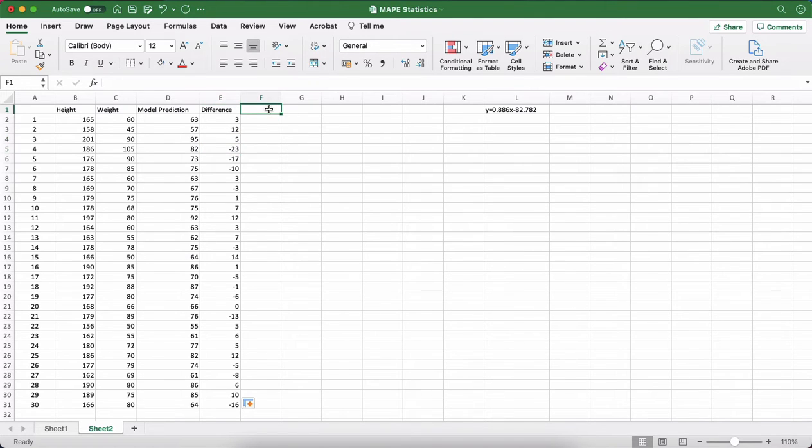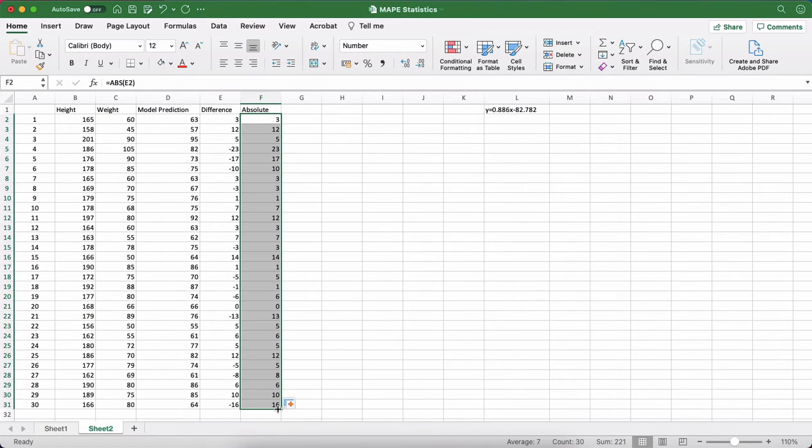So therefore, since we are only concerned about the difference and not the sign, positive or negative, we are going to find in this column the absolute value. So just say equal and then abs for absolute, and then for this number here in this cell, close bracket and enter. So if you again copy everything, you see that now all the negative sign is gone. So we are only concerned about the difference.